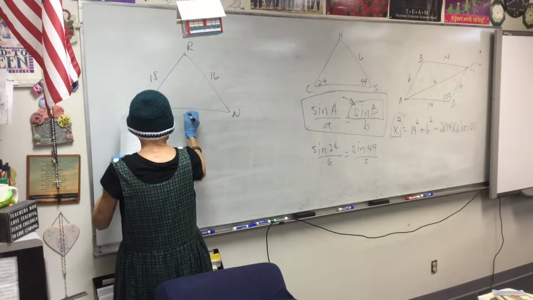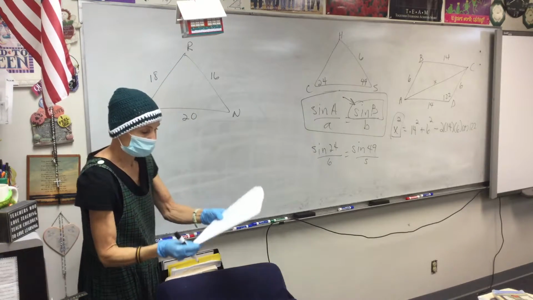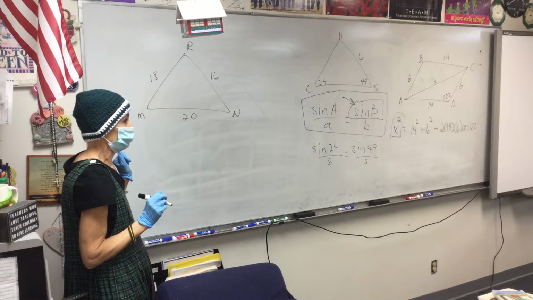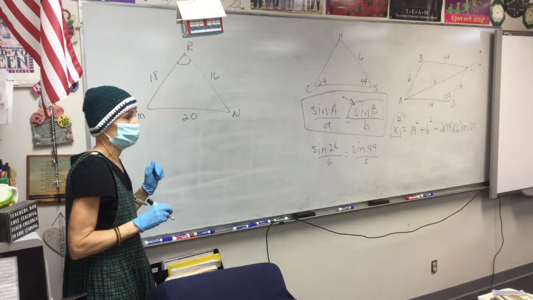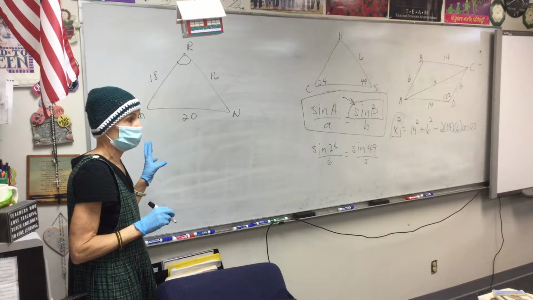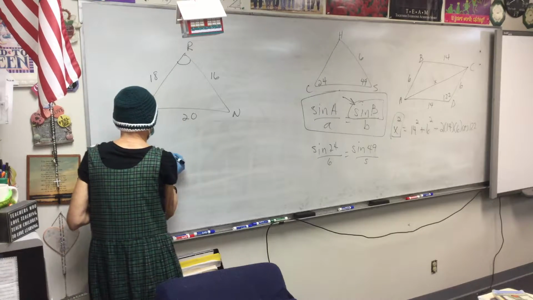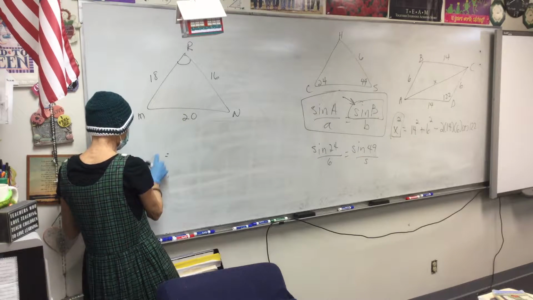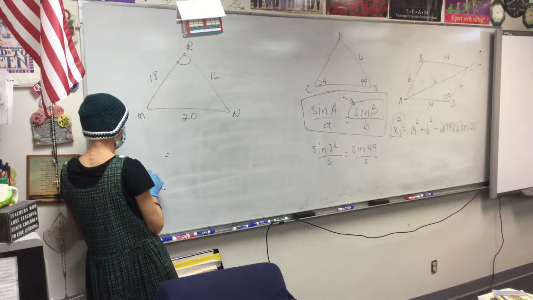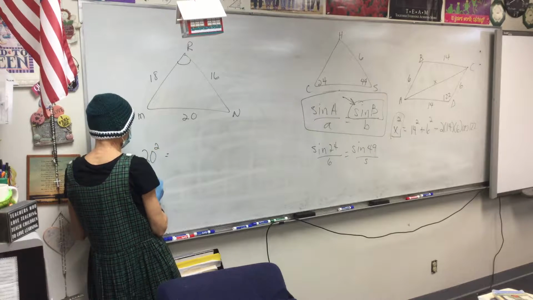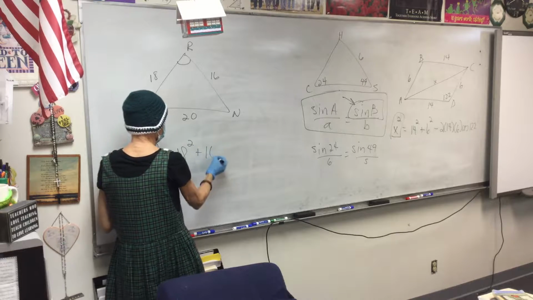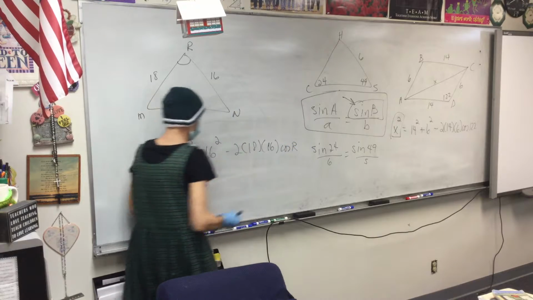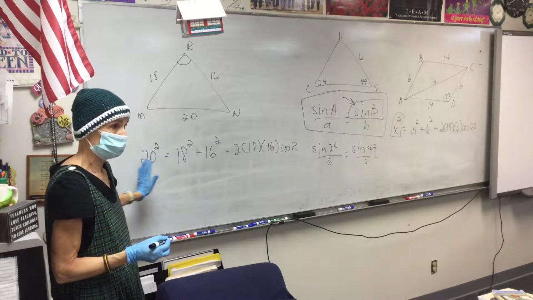Alright, so this one is number 5. It says find the largest angle. Which one would that be? It would be R. Everybody good on that? Okay, so we're going to find angle R. Would you agree this is a cosine problem? So which side is going to be over here by itself if I'm solving for angle R? So I'm going to have 20 squared equals 18 squared plus 16 squared minus 2 times 18 times 16 cosine R. Is that set up all right with everybody?